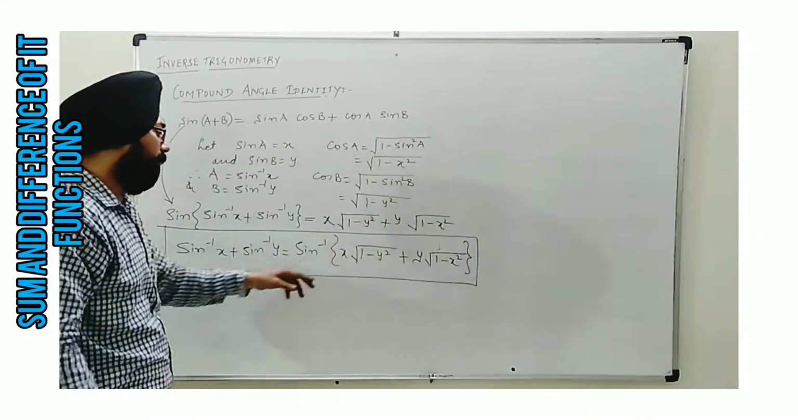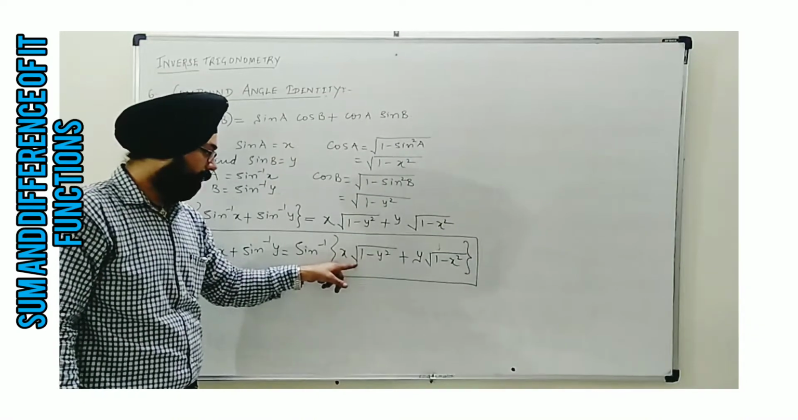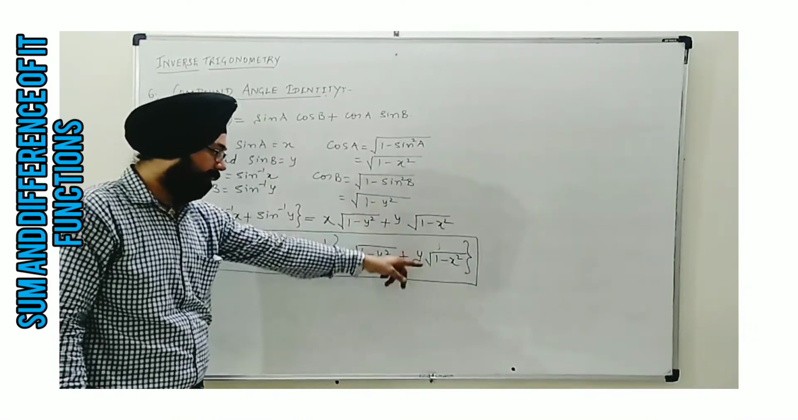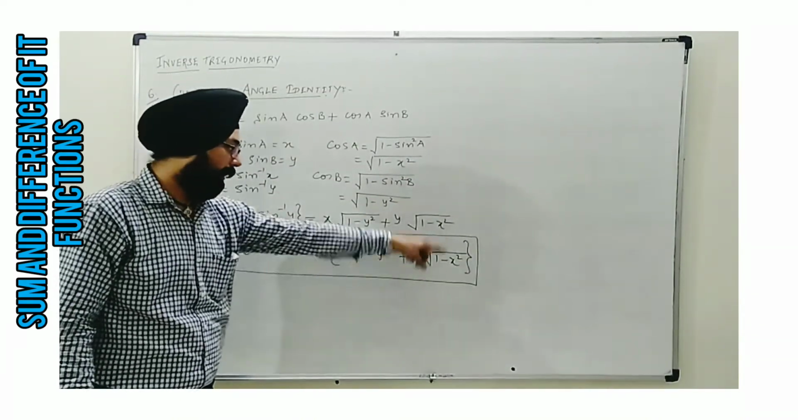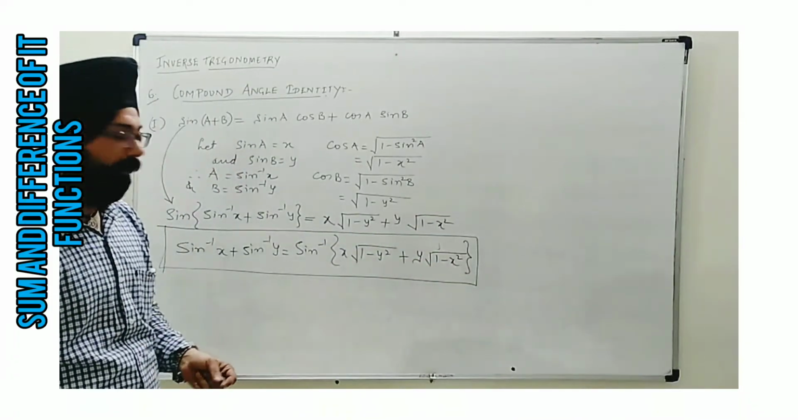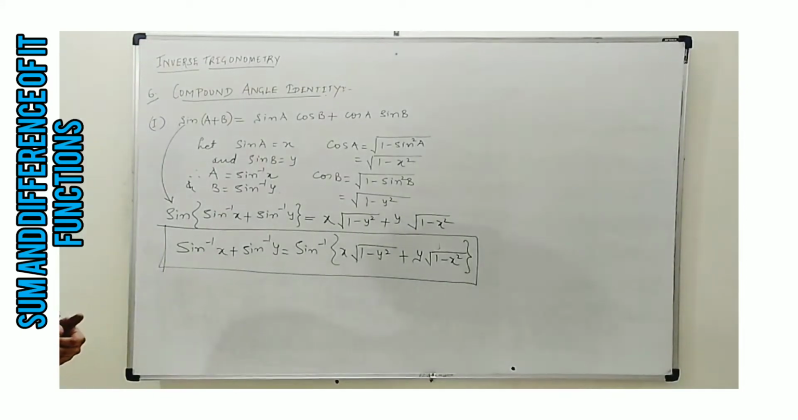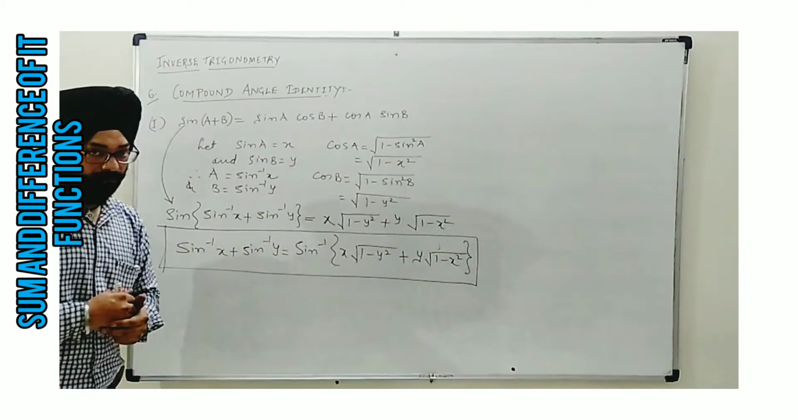Similarly, you can see here, one time you take x multiplied by under root 1 minus y square. In the next term, y will be free from the root and 1 minus x square will be under the square root. If you keep it in mind this way, in my opinion, you will never forget this identity. This is the sum of sine inverse x and sine inverse y.